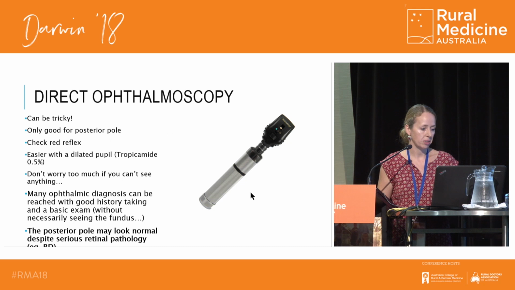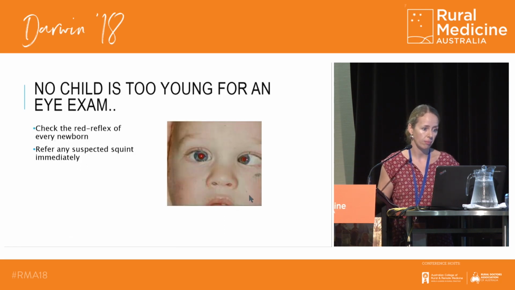But don't despair too much, because even if the posterior pole looks normal, if the history suggests something serious, they will still have to be seen by an ophthalmologist. So taking a good history is more important than being really good at ophthalmoscopy. And just to remind you that no child is too young for an eye exam. Check the red reflex, and any squints need to be referred on.